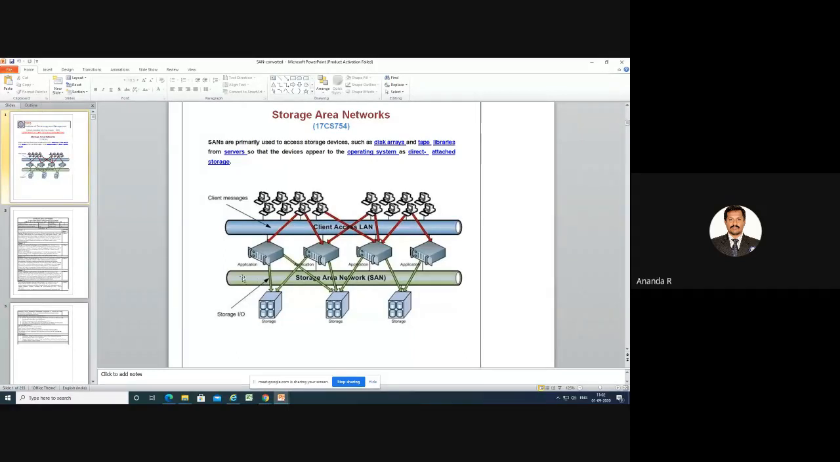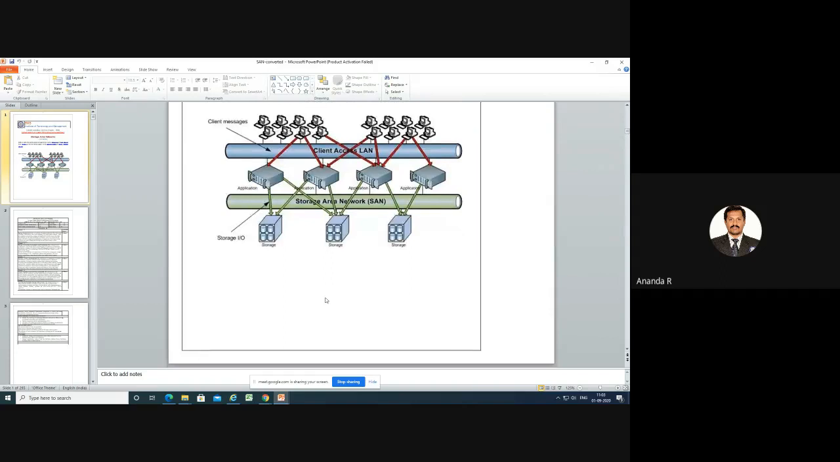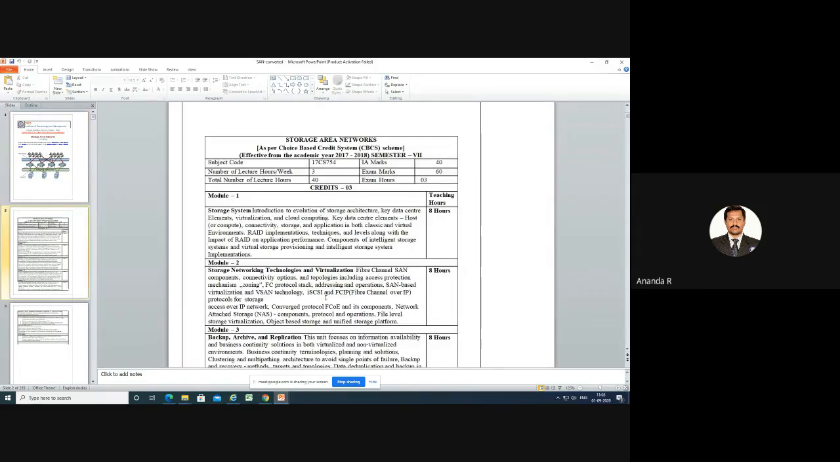The major work of our storage area network is that it comes in between the client and the storage devices. This is our storage IO, the operation we perform. The IO operation is indicated by the arrow symbols, as you can see here. So this is one small diagram about the storage area network.